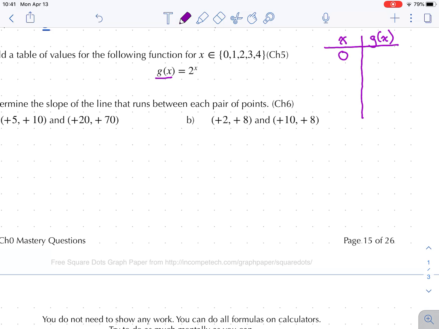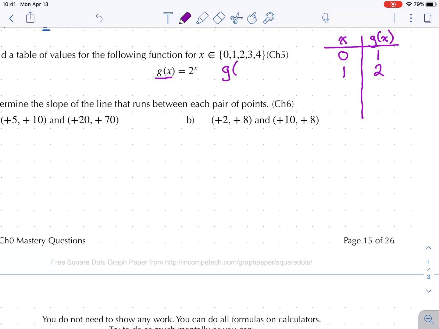So when x is equal to 0, our function evaluated at 0 is equal to 2 raised to the power of 0. Any number raised to the power of 0 is equal to 1. Then we put 1. Our function evaluated at 1 is equal to 2 raised to the power of 1. And 2 raised to the power of 1 is 2. Now I'm going to erase these to make myself some room for the rest.